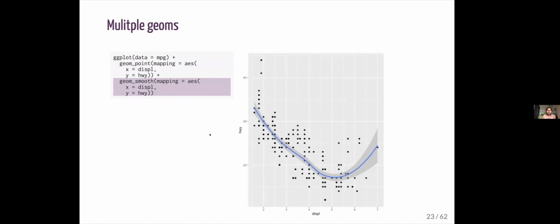Okay. Now we have two geometries on the same plot, but if you look at the code, there is some redundancy, right? Within geom_point and within geom_smooth, we have exactly the same code, x equal to displacement, y equal to highway. So can we reduce this redundancy? Let's try some other way.